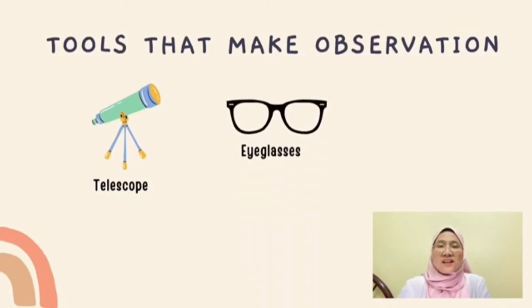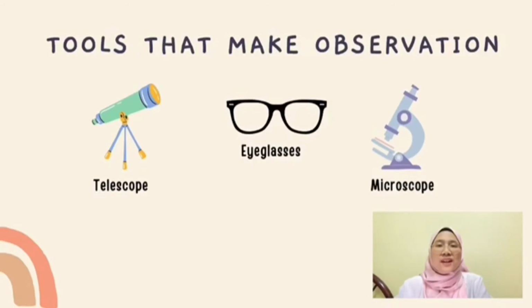The next one is eyeglasses. Eyeglasses are used to see people or things clearly from a far or short distance. Like me, I use my eyeglasses to see far things clearly because I have farsightedness. The next one is the microscope. We use a microscope to see small microorganisms or bacteria because we cannot see them with our naked eyes.